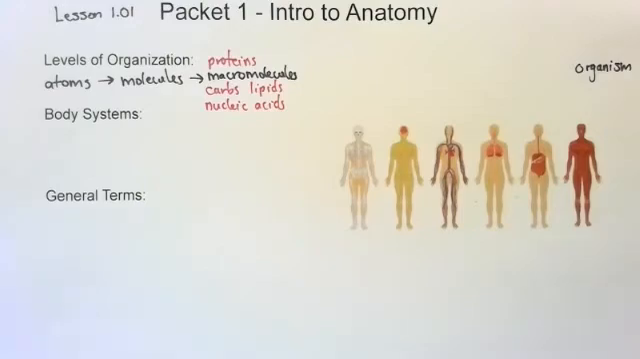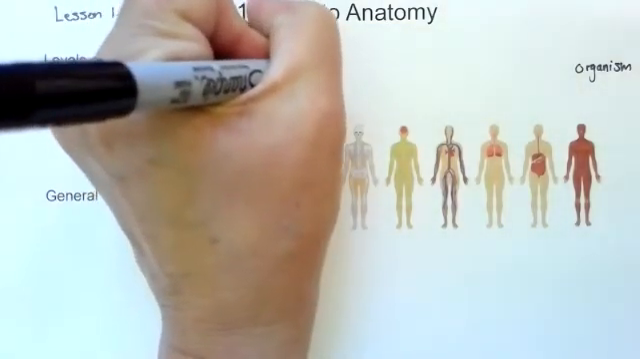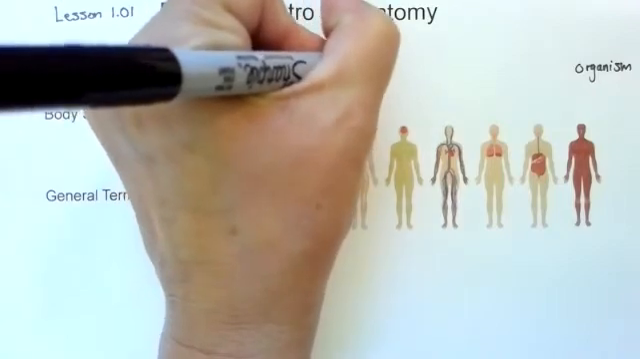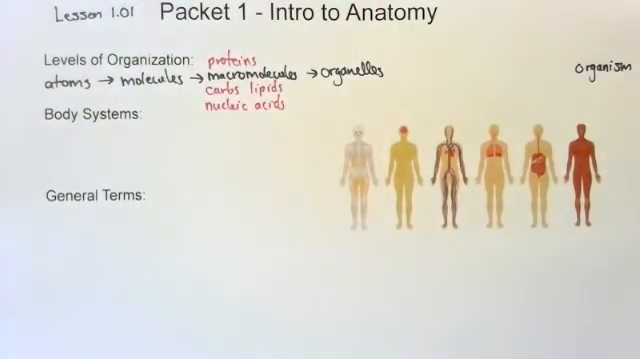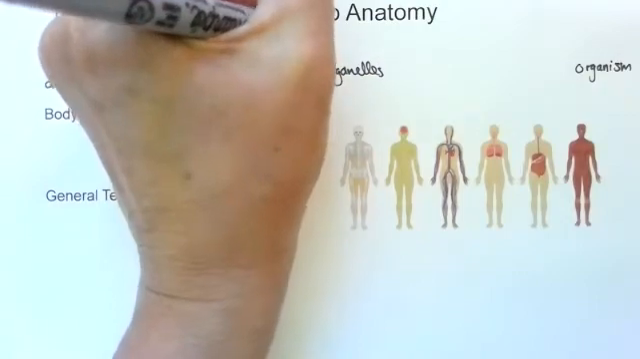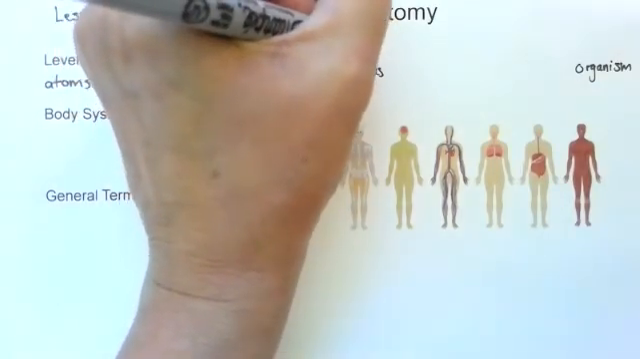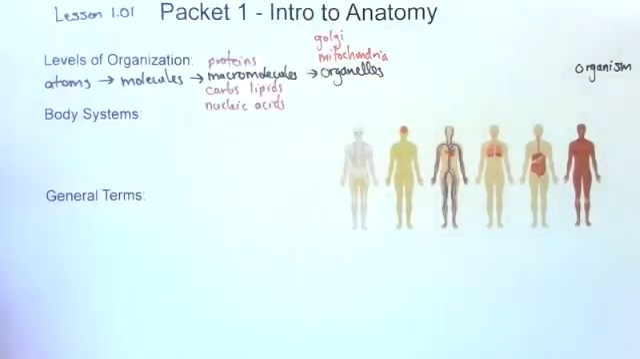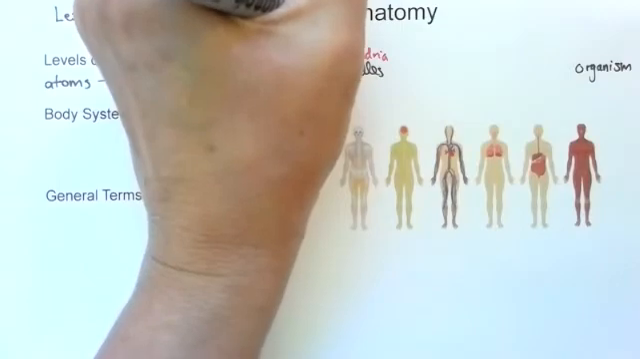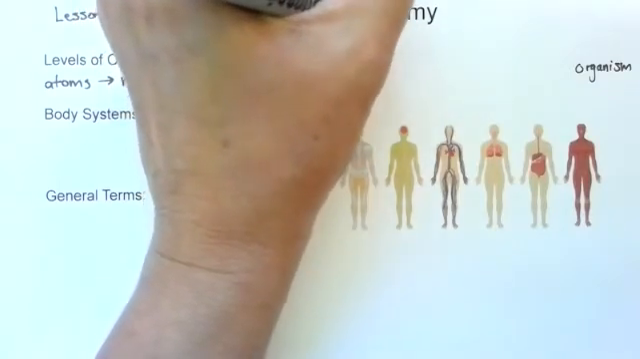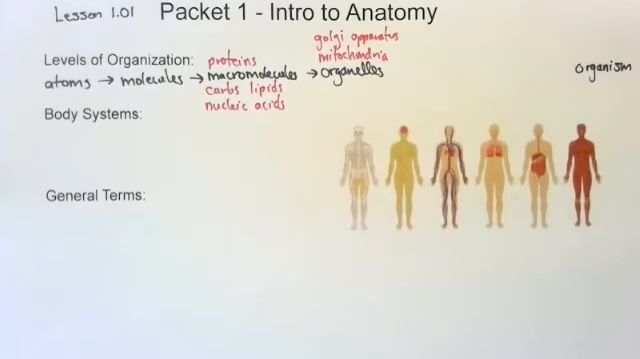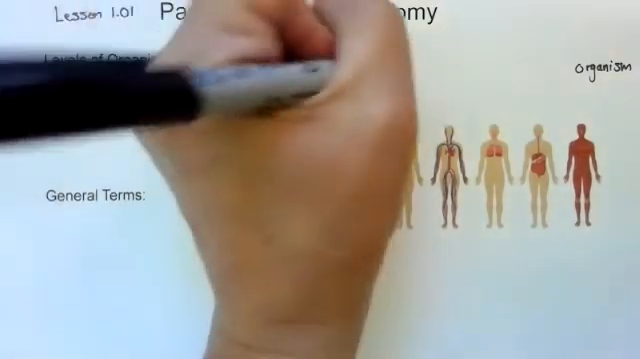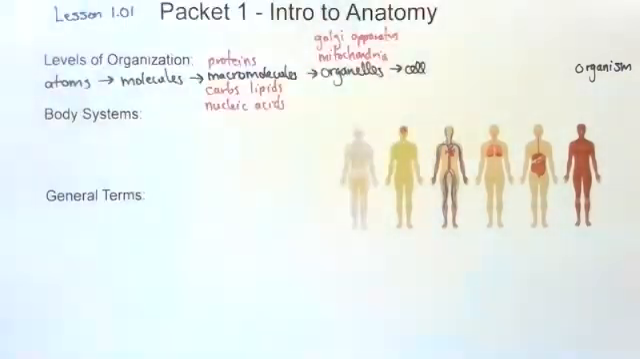After macromolecules, we have organelles. These are things like mitochondria, Golgi apparatus, ribosomes. After organelles, we get to cells. Cell, this is where things begin to change because this is where life begins.